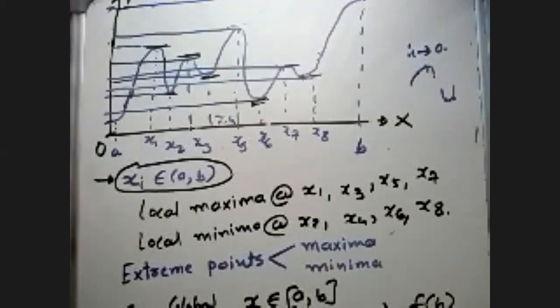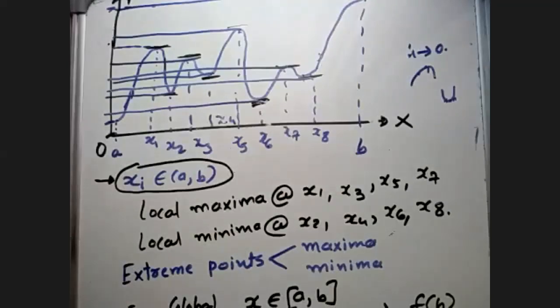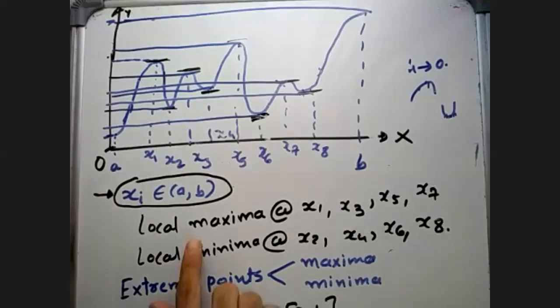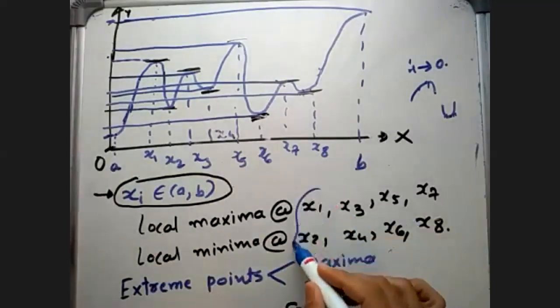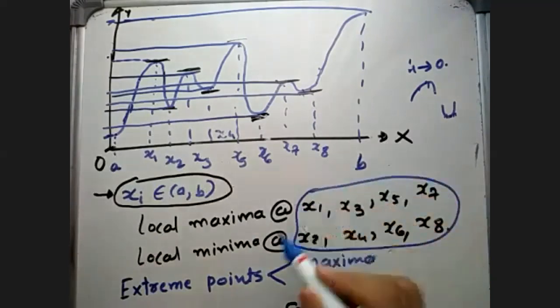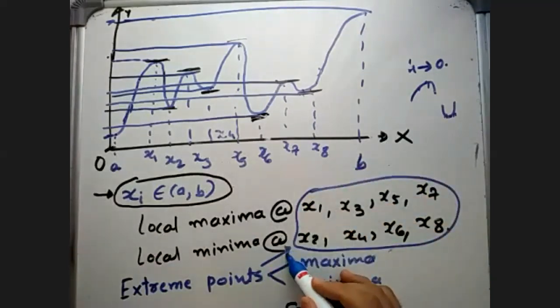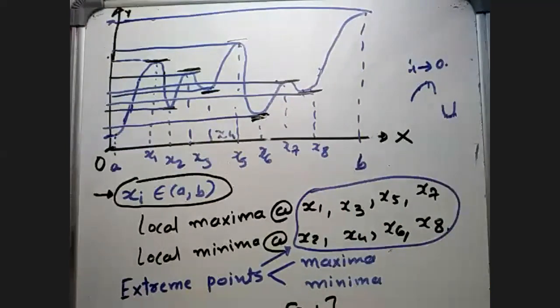So the range of neighborhood I have cleared. Now which points are extreme points over here? These are all extreme points over here, right? The points where my function will get a minimum or maximum value are called extreme points.